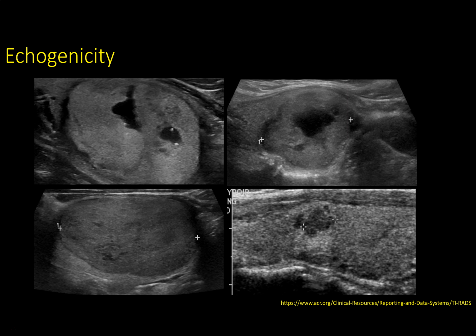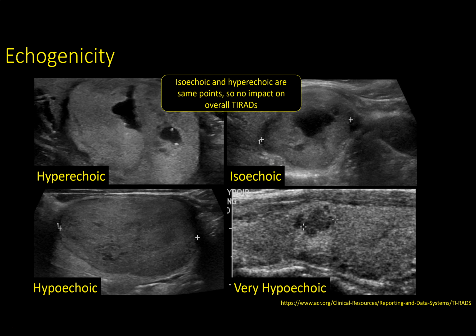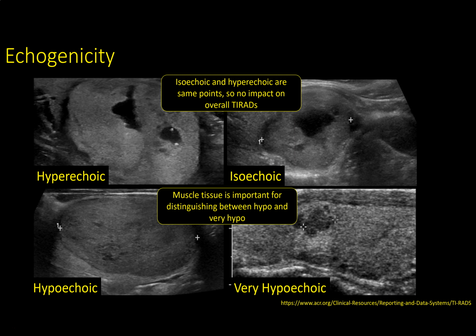Now, I've already discussed anechoic, but we can then break it into hyperechoic, isoechoic, hypoechoic, and very hypoechoic. I would point out 2 practical tips here. Don't spend a lot of time worrying or distinguishing between hyper or isoechoic, since it's not going to impact overall management. They are the same points. Not only is it important to look at thyroid tissue for echogenicity, but you must look at the overlying strap muscles. They are key for differentiating between hypo and very hypoechoic.